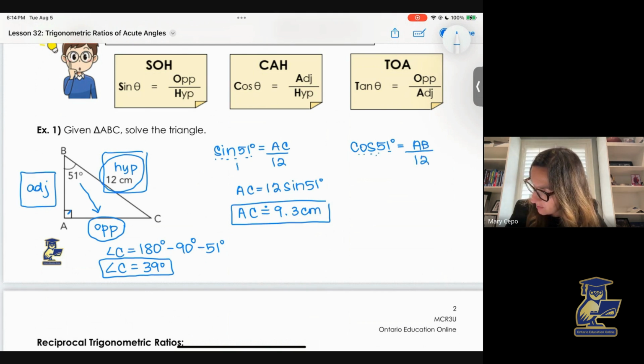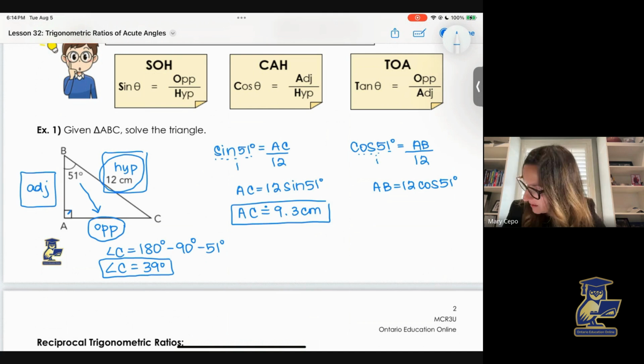Again, cross multiplying, 1 times AB is AB. It's equal to 12 cos 51 degrees. And again, rounding to the nearest tenth, AB would be equal to about 7.6 centimeters.